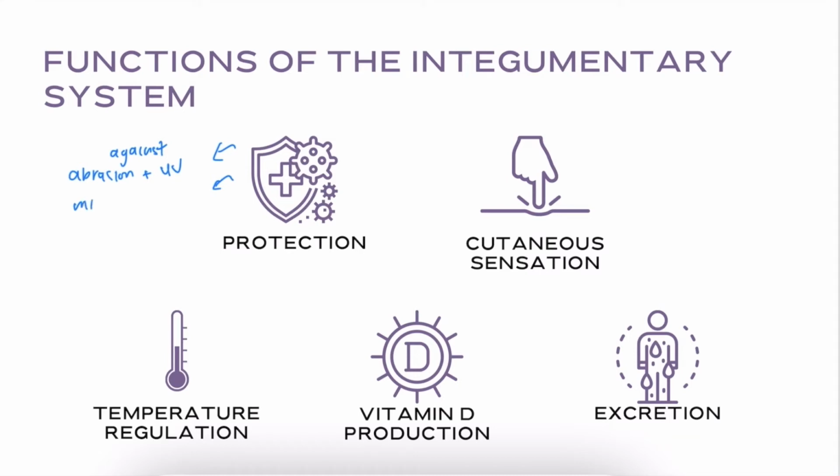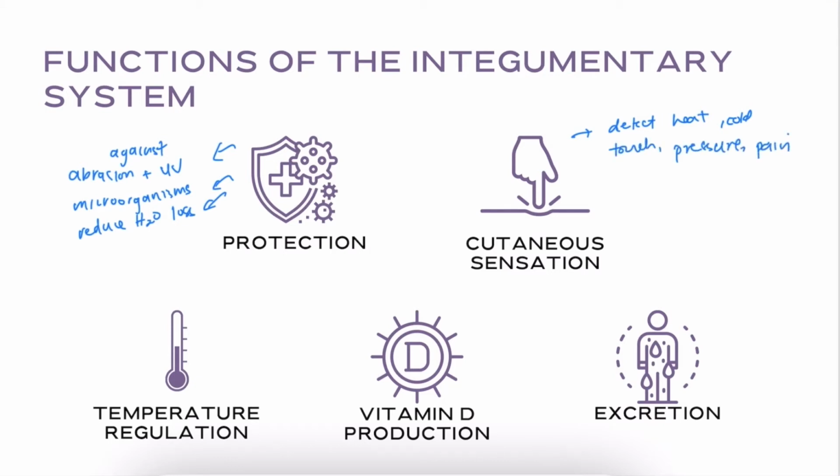So for protection, the skin protects against abrasion and the harmful effects of ultraviolet light. It also keeps microorganisms from entering the body and prevents dehydration by reducing water loss from the body. The integumentary system also has sensory receptors that can detect heat, cold, touch, pressure, and pain. That's why it has functions with sensation.